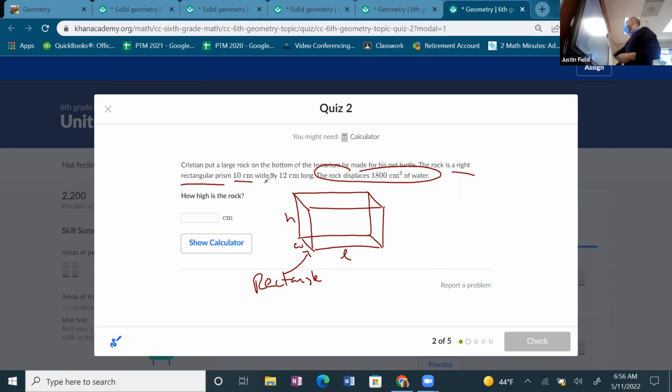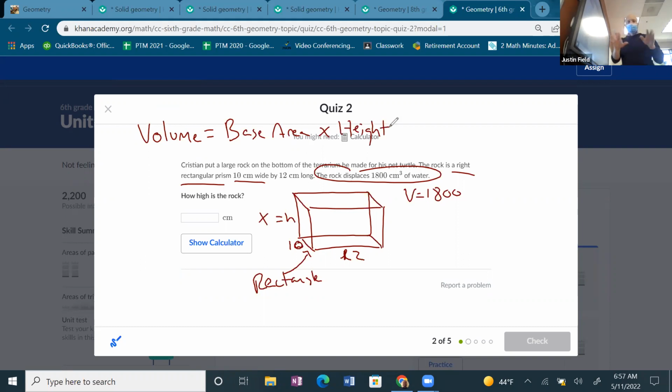Okay, so we know how wide it is, so we can say that's 10, and the length is 12. And we don't know the height, so that's going to be our x, but we do know the volume. And so we always want to think of the volume of something. Volume is the base area times the height.